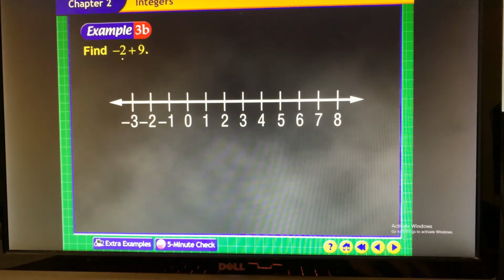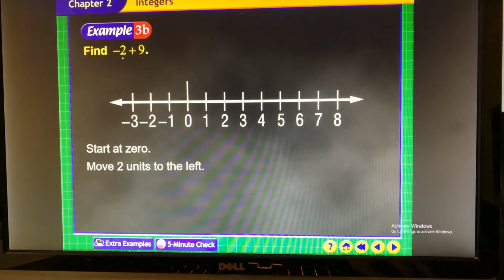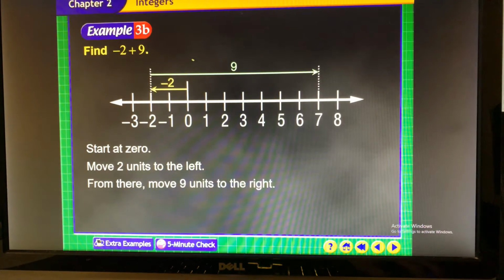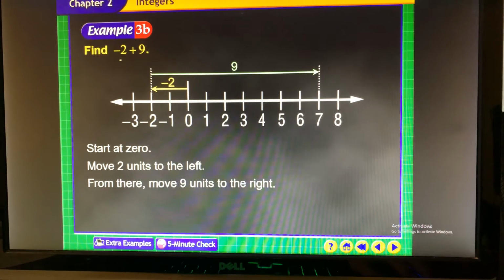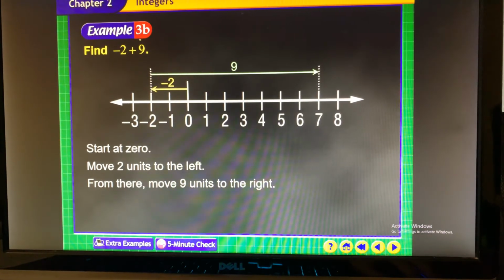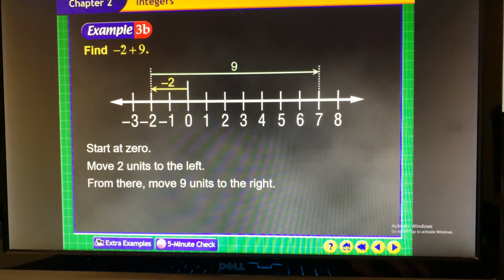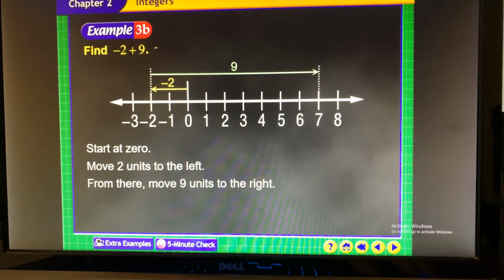Same with this one. I went left 2 units and then I turned around and went right 9 units. I went right further than I went left. And so I knew I was going to be positive. So you can say, I had $9 in my pocket and I spent 2 of it. That means I still have $7 in my pocket.